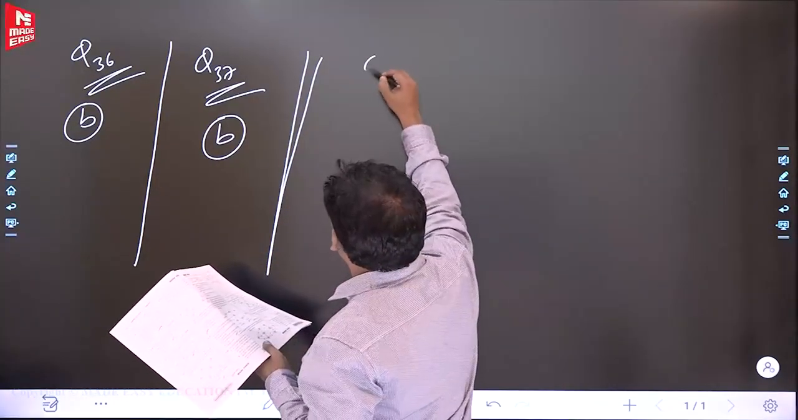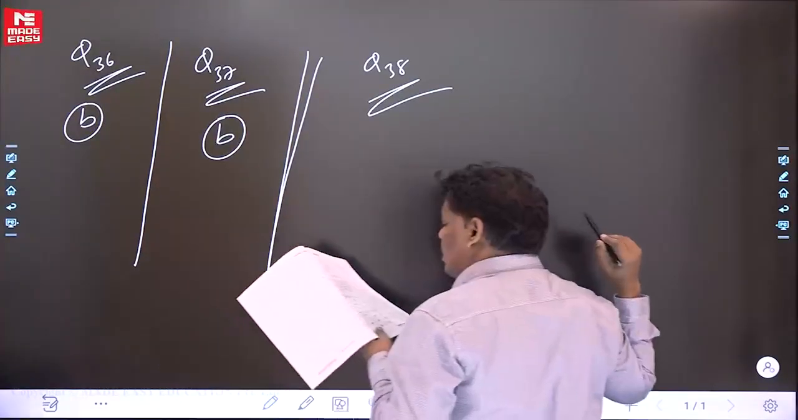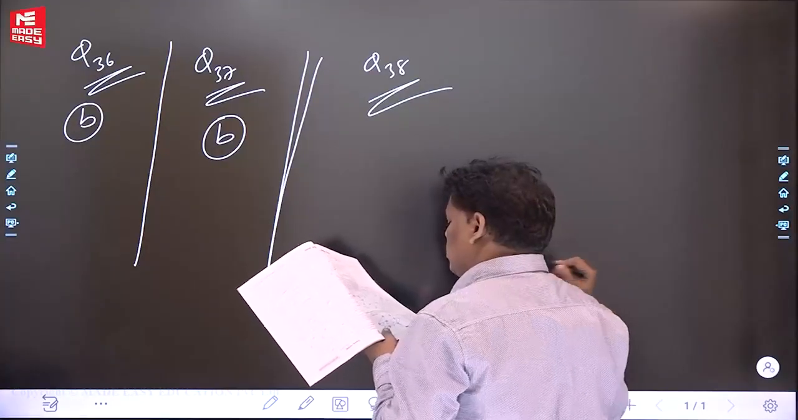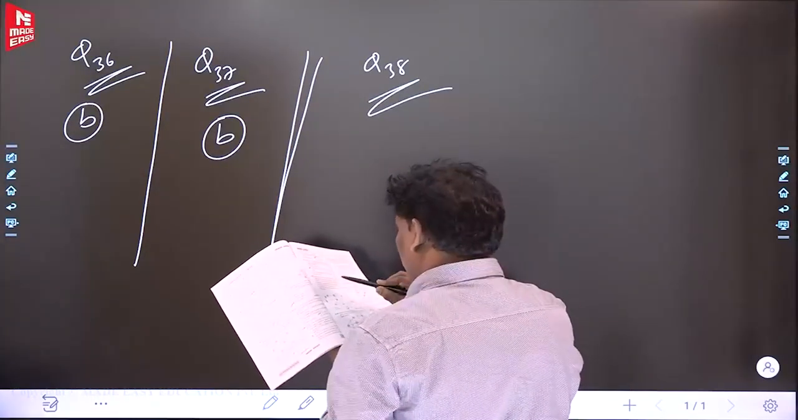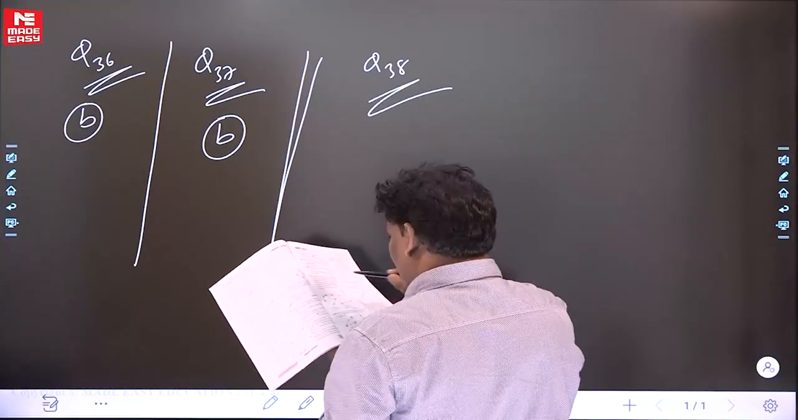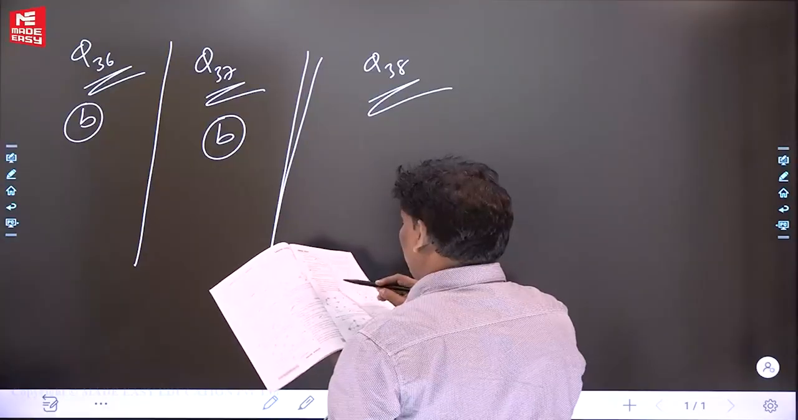Question number 38 belongs to Dijkstra's algorithm, right? If you take S as the source and apply Dijkstra's algorithm, what will the answer be? What is he saying here? To go from S to T in this directed graph, what will be the shortest path? And one more thing.